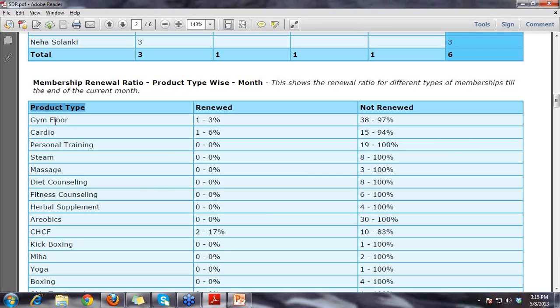Now if your club only has gym membership as a product, then of course it will only show gym membership. But apart from gym membership, if you have any other services sold, of course it will give you a service-wise bifurcation of each membership renewed versus not renewed.